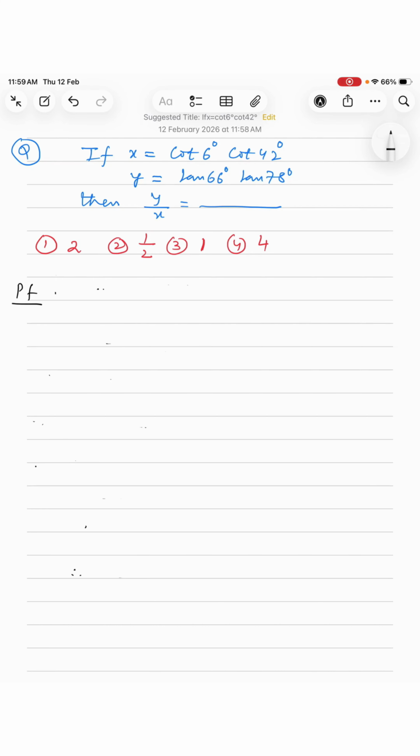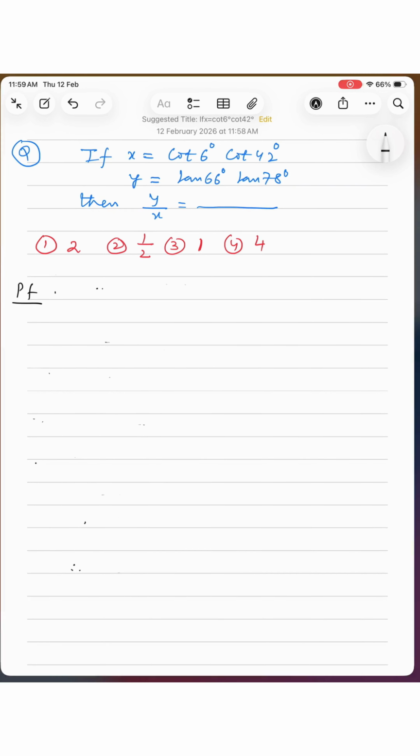Recently, in one of the competitive exams, there was one very good question given from the multiple-submultiple chapter of trigonometry. The question was: if x is equal to cot 6 degrees into cot 42 degrees, and y is equal to tan 66 degrees into tan 78 degrees, find the value of y by x. The options were: first option 2, second option 1 by 2, third option 1, fourth option 4. These were the 4 options. Very good question.